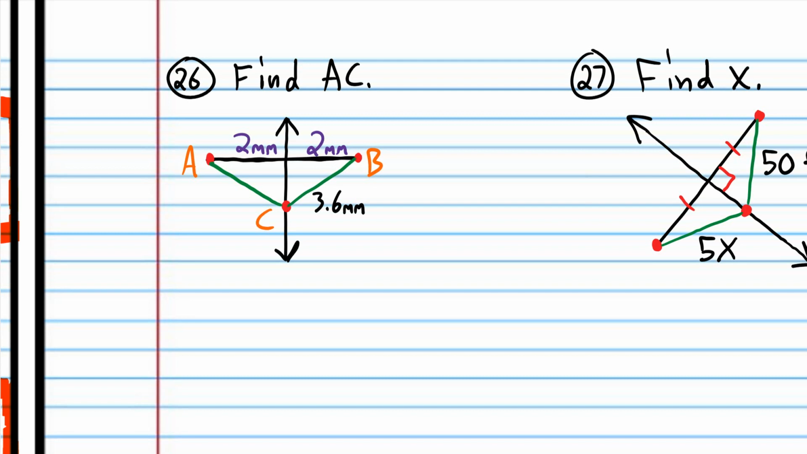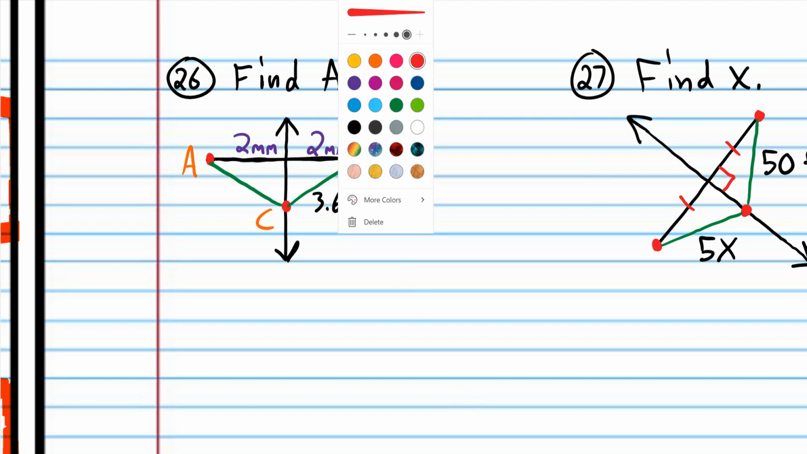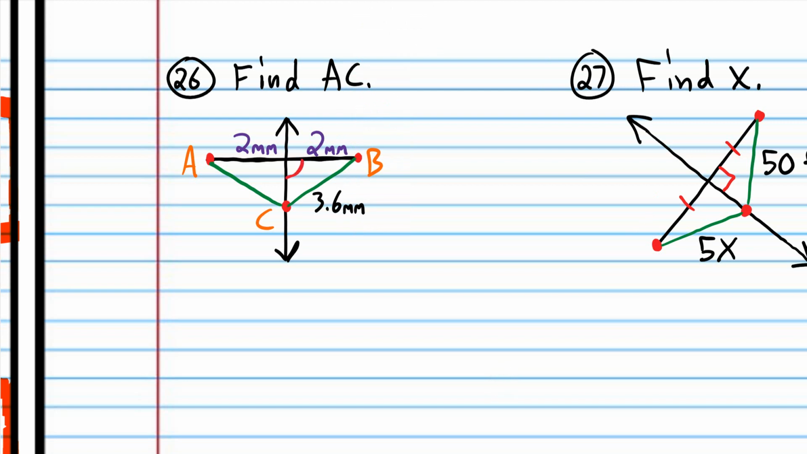Find AC. So we know that this line is bisecting this segment because these lengths are the same. So it's a segment bisector, but the problem is it's not a perpendicular bisector because we don't have this angle. We don't know it's 90 degrees. So we don't know that this is a perpendicular bisector.